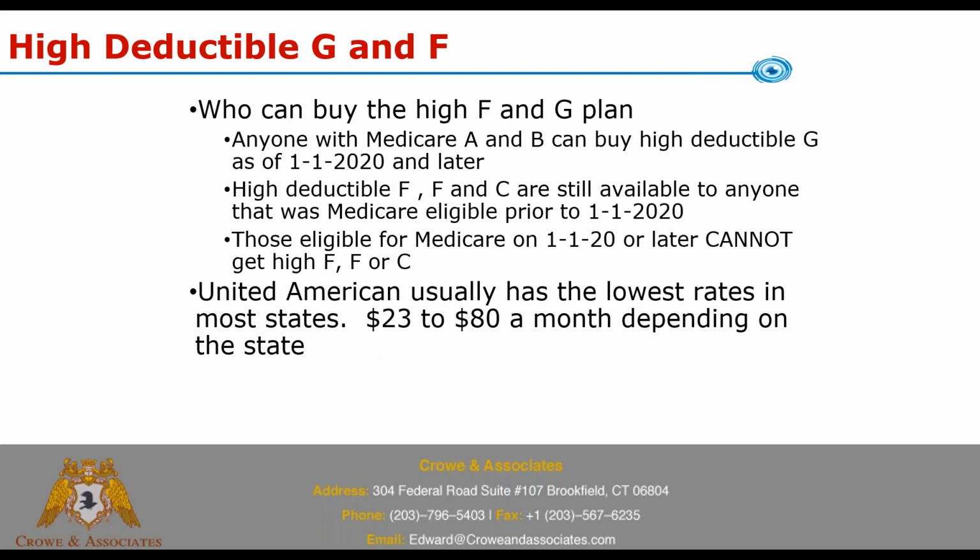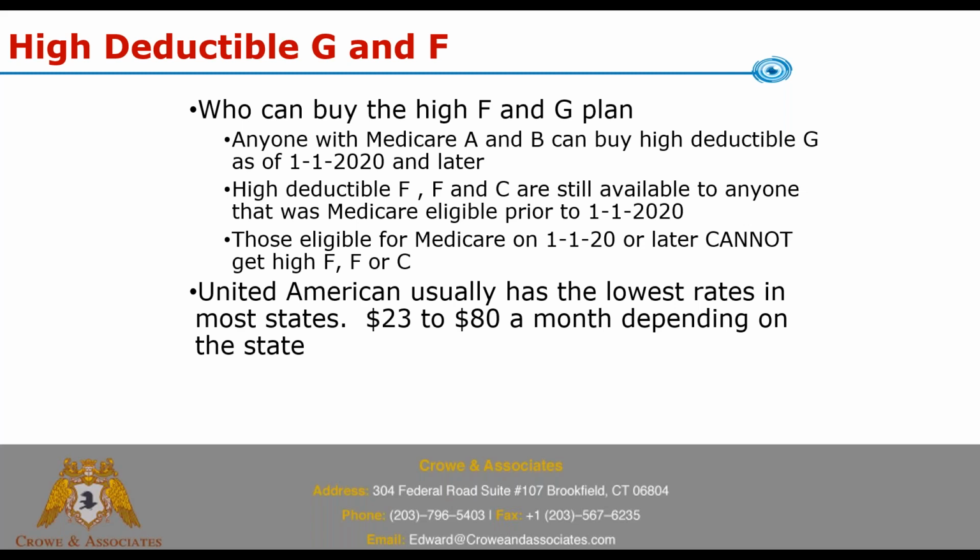So who can still buy the high F plan? So I wrote high F and G. Actually, I guess it does apply to both, but for high F specifically, and for plan F for that matter, if you wanted to know. It's regularly thought that nobody can get F or high F anymore. They can. Anybody who is eligible for Medicare prior to 1/1/2020 can still buy a high F or plan F for that matter. So anybody that became eligible for Medicare after 1/1/2020 can only buy high G. They can't buy high F or F any longer.